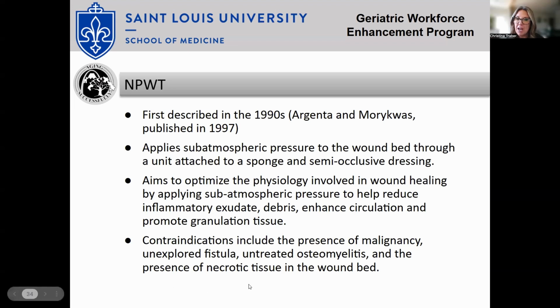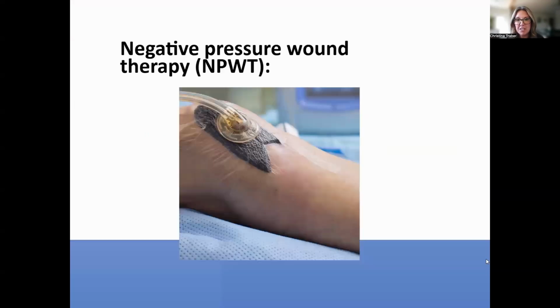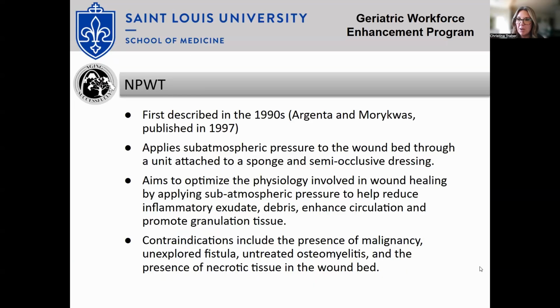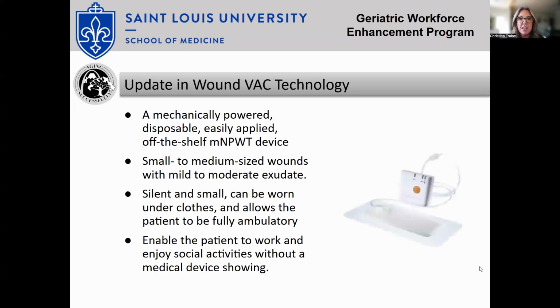There are some contraindications. Anything that has osteomyelitis or malignancy or necrotic tissue really shouldn't be using them. They are very expensive. Going back to the cost table down here, it costs about $2,300 for 10 dressing supplies. So again, try to use them consciously.